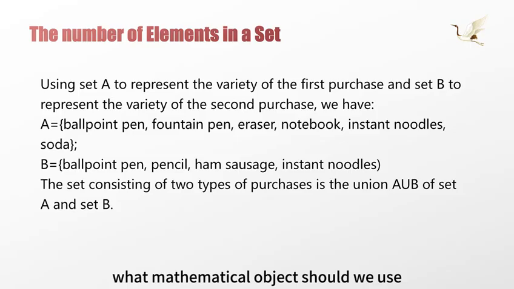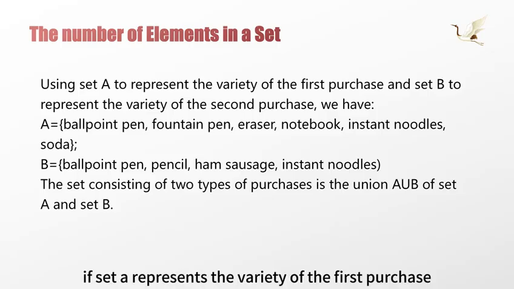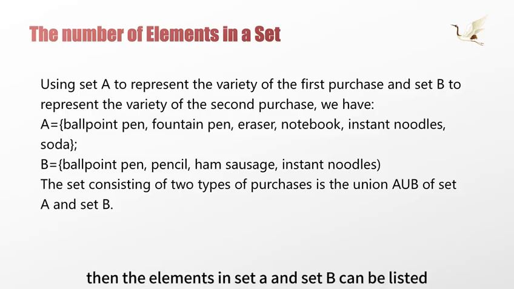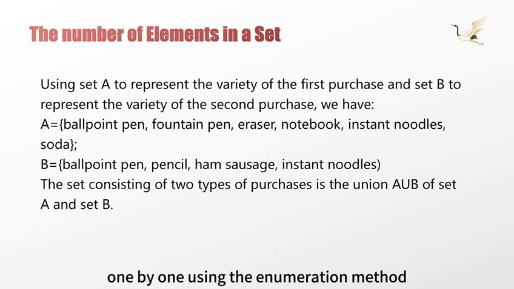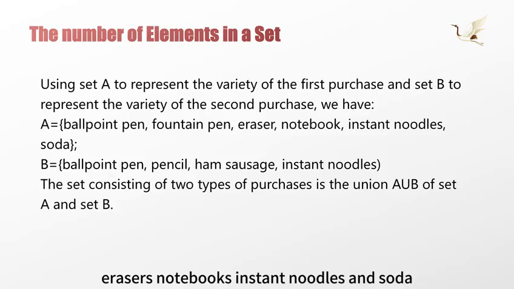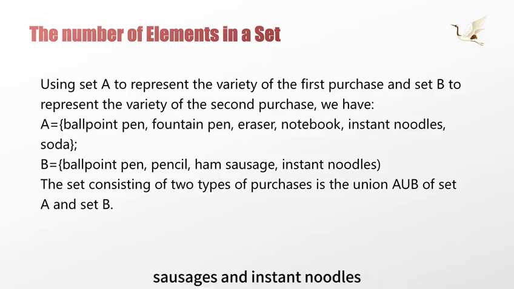What mathematical object should we use to study the above problem? We can consider this problem from the perspective of sets. If set A represents the varieties of the first purchase and set B represents the varieties of the second purchase, then the elements in set A and set B can be listed one by one using the enumeration method. Set A consists of ballpoint pens, fountain pens, erasers, notebooks, instant noodles, and soda water, while set B consists of ballpoint pens, pencils, sausages, and instant noodles.